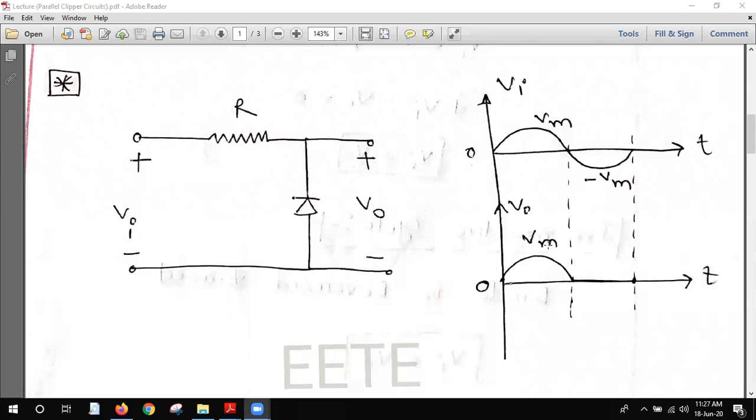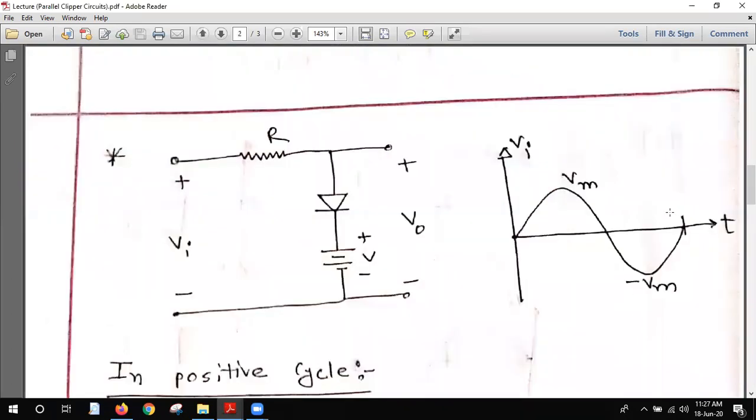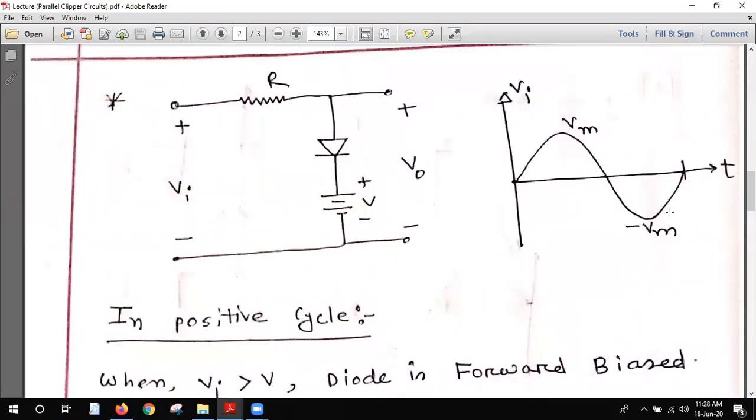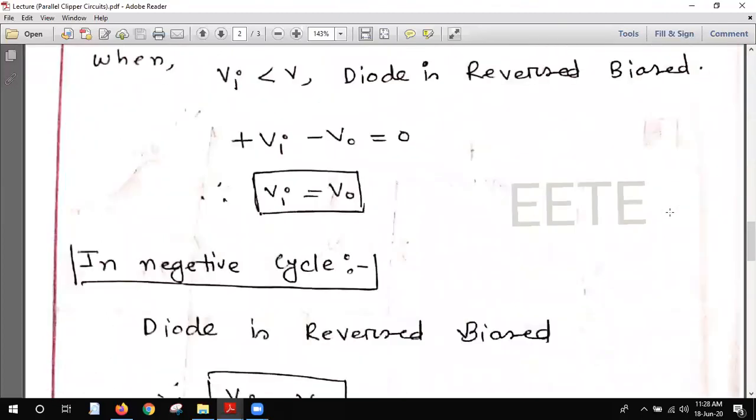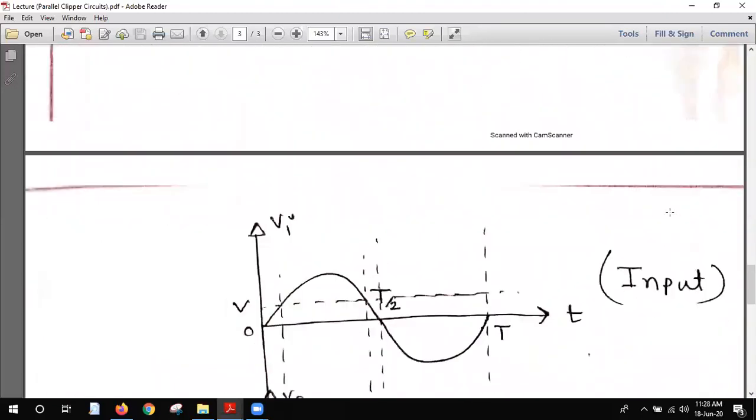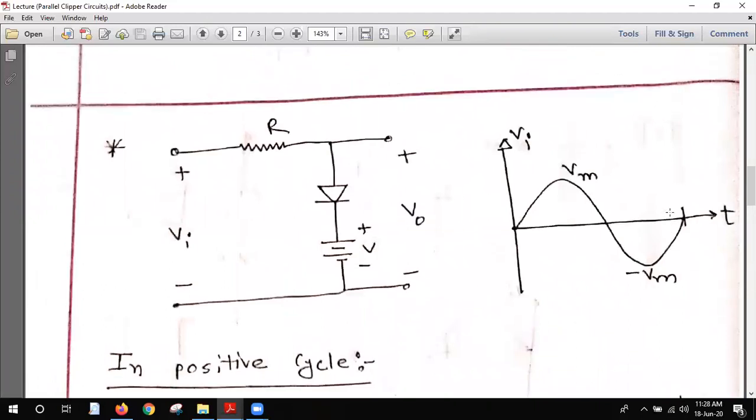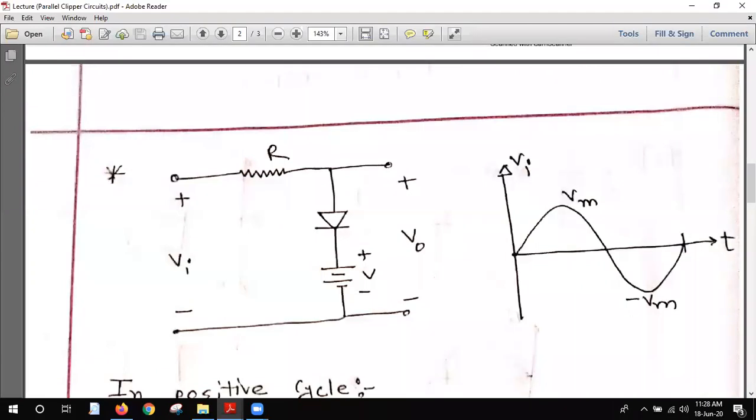Okay, so you see that these are the clippers, the parallel clippers, my student, but it is unbiased because there is no DC supply. So now we will check one or two just like this, my students. Don't get panicked. Just like this. It is very easy, and without any calculation, you can just draw. Let me help you.